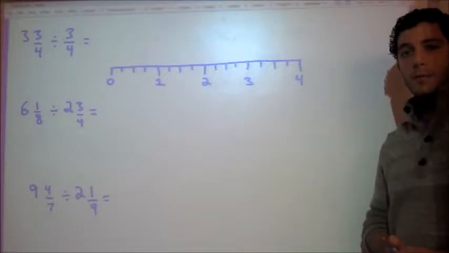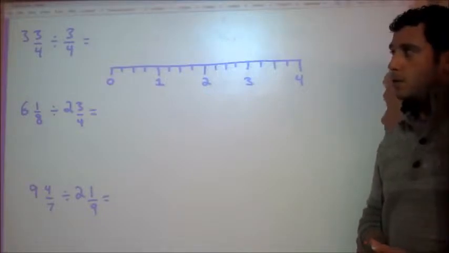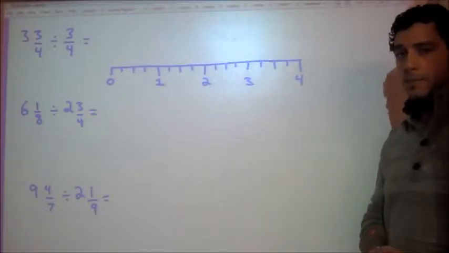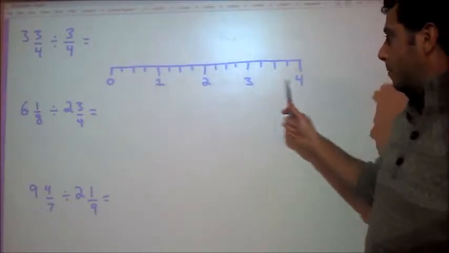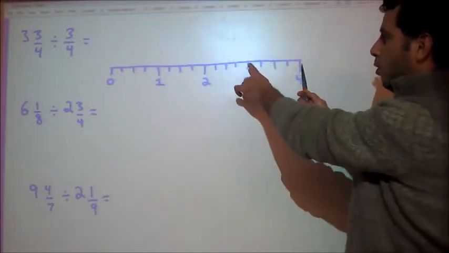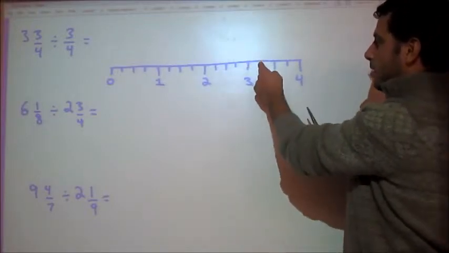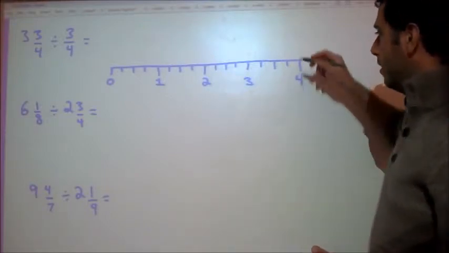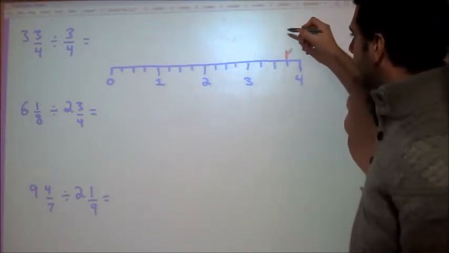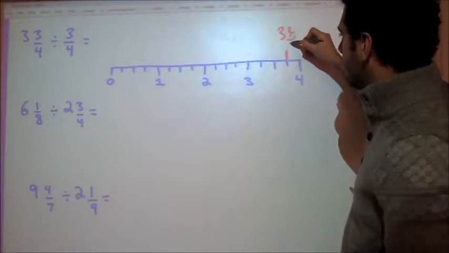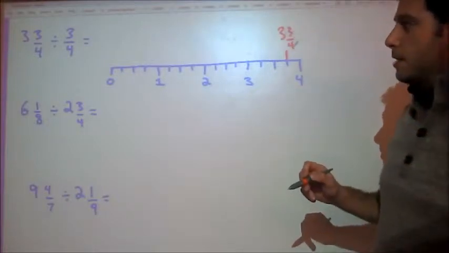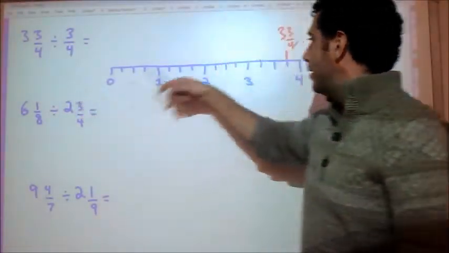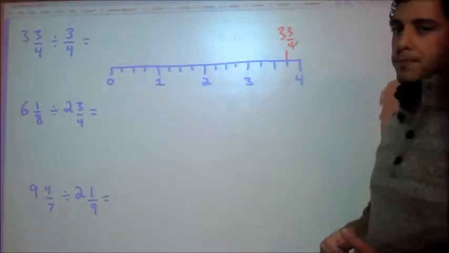Let's try a few more problems. Take 3 3/4 divided by 3/4. Now I'm going to illustrate this one on a number line. So I've drawn a number line up to 4, and I've taken each whole number and I've divided them up into 4 equal parts, or quarters. That way, I can label 3 3/4, and I can take steps of 3/4 apiece until I get there and see how many steps I took.